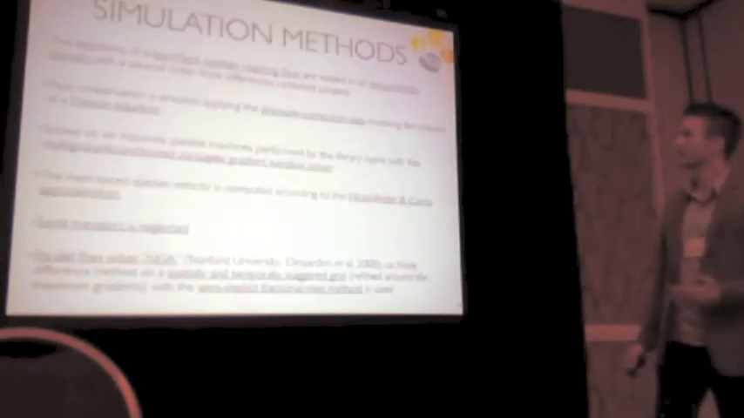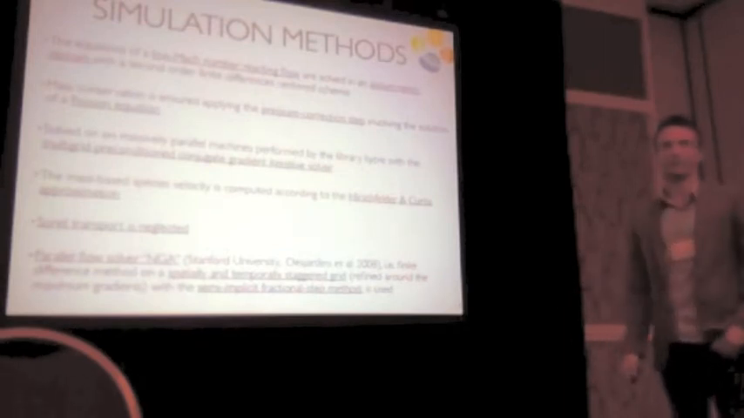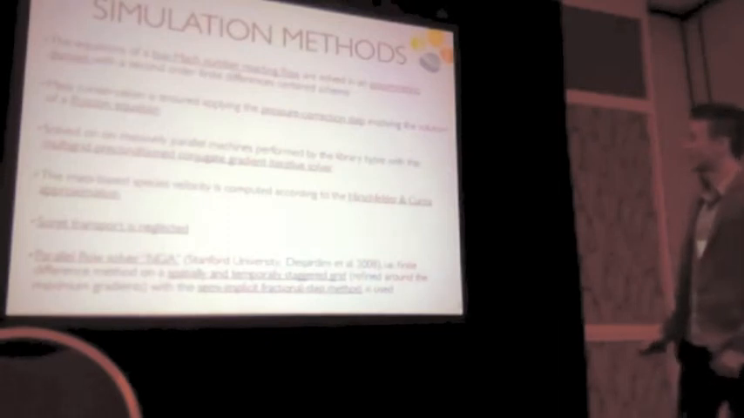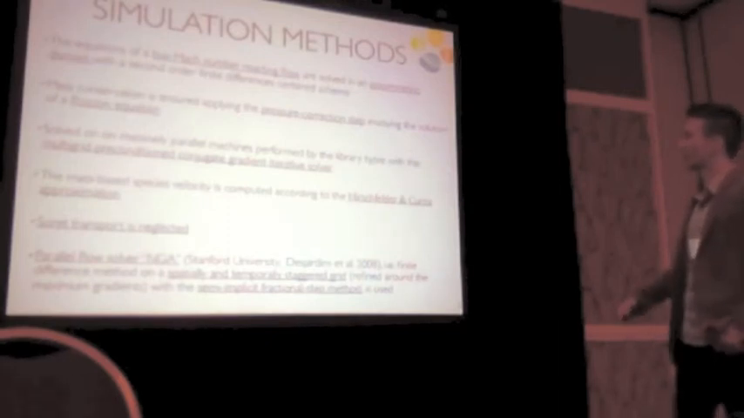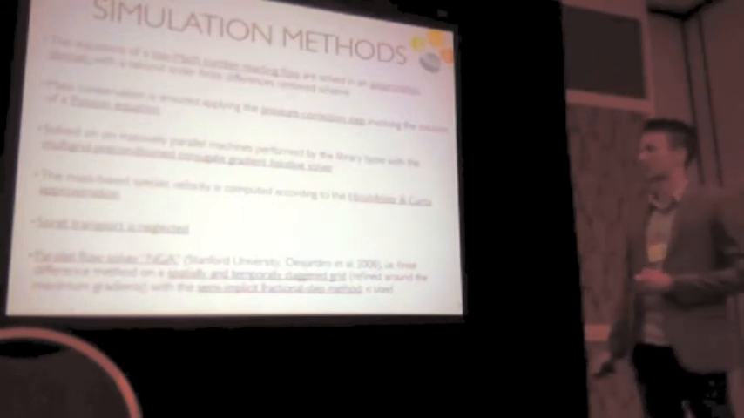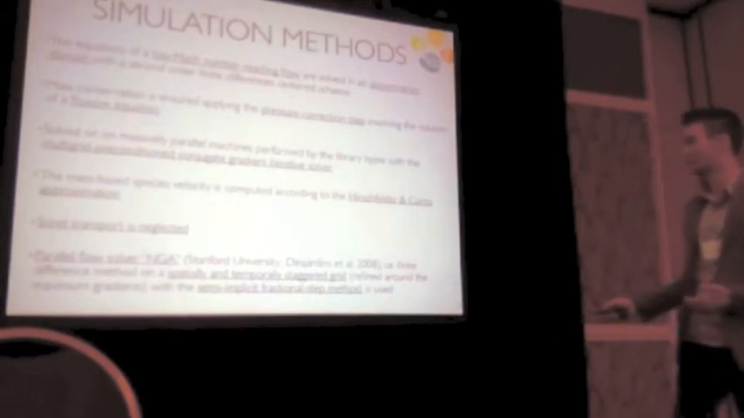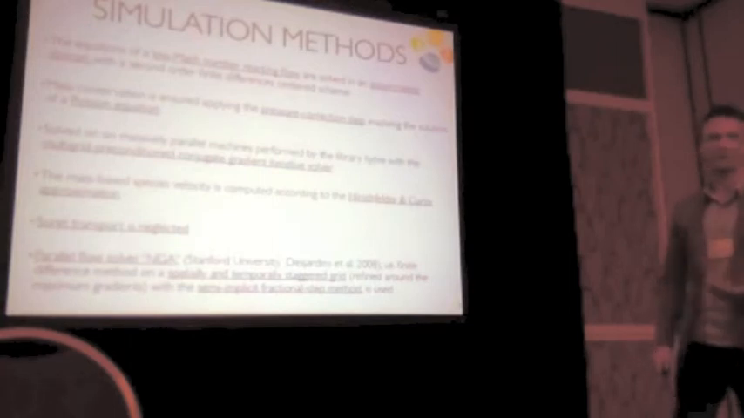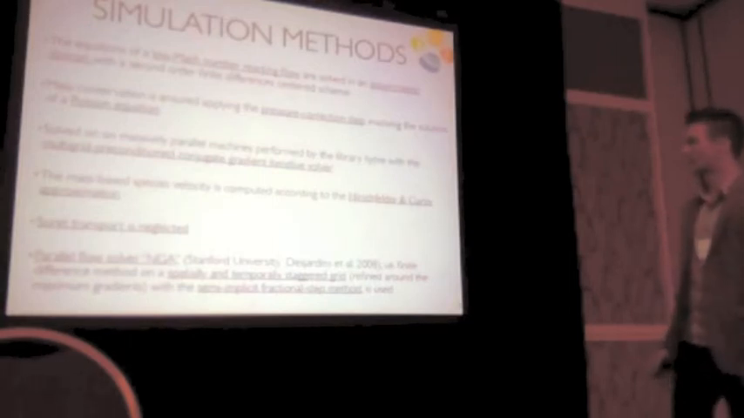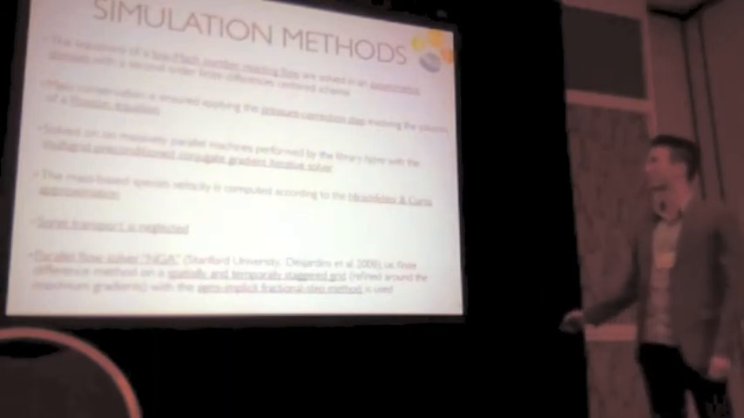For the numerics, we use the low Mach number reactive flow equations in an axisymmetric domain with second order finite difference schemes, and we use a pressure correction step involving the solution of the Poisson equation. We solve the system with a multigrid preconditioned conjugate gradient iterative solver on massively parallel machines. All of this is performed using the code developed at Stanford University, which is a finite difference method on spatially and temporally staggered grids with a semi-implicit fractional step method.